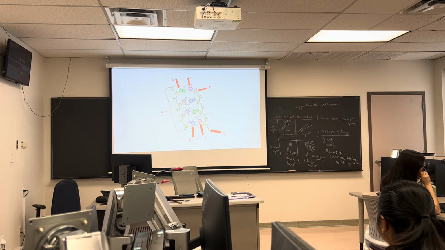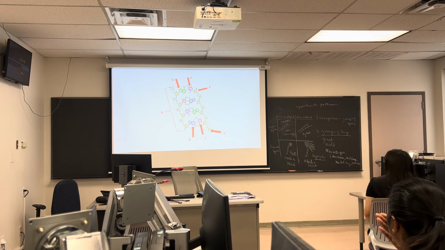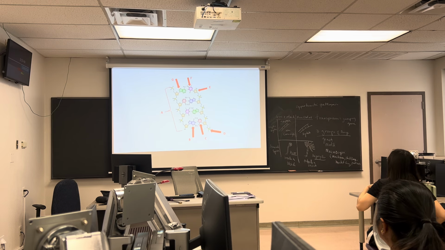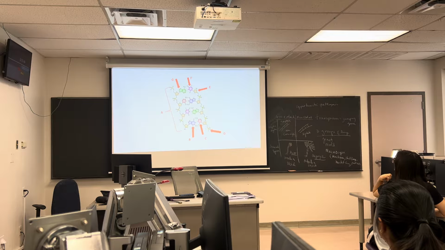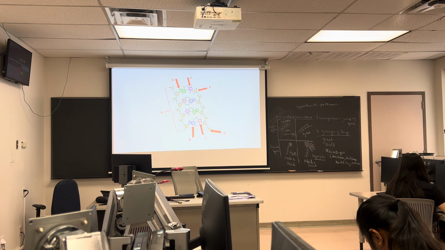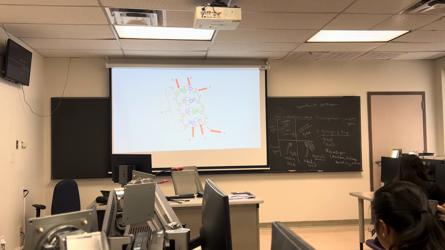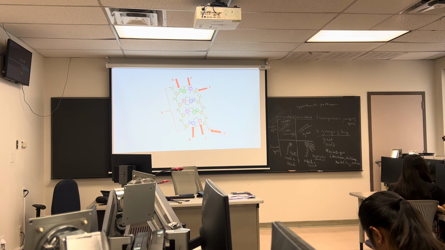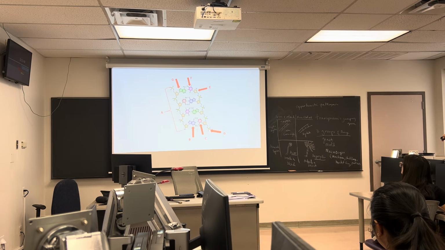Do it. What's A pointing to? What's this thing right here? The backbone. Very good. Is the E pointing to a 5' or a 3'? 3'. Why? Hydroxyl. And is the D pointing to 5' or 3'? 5'. Why? Phosphate. Very good.